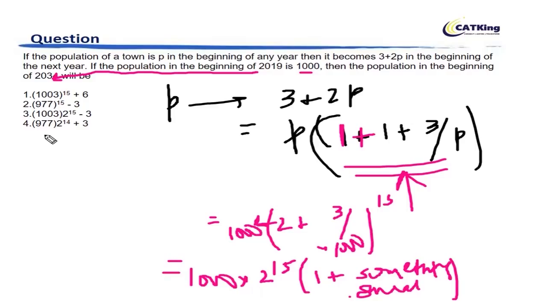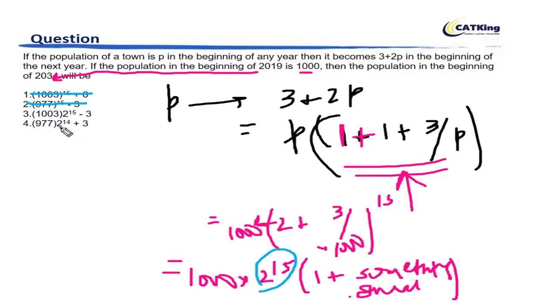So first and second, we can rule out. These are very, very big numbers: 1000 to the power 15, 977 to the power 15. We don't have any big number. What we have is 2 to the power 15 here into 1 plus something small. So we can certainly rule these out. What remains is 3 and 4.